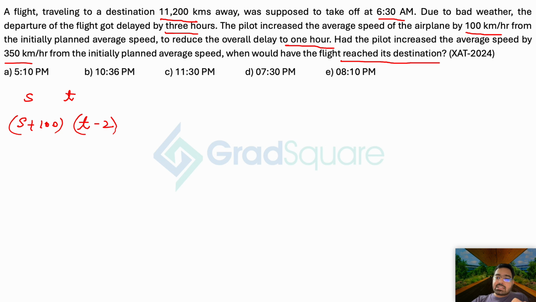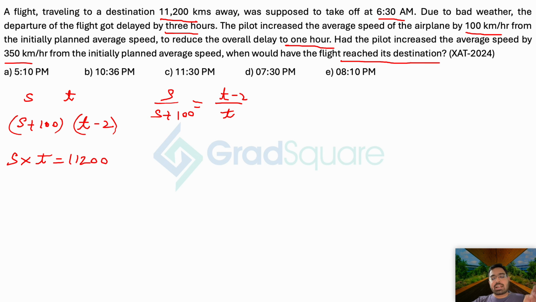Now, as discussed, when the distance is constant in both these situations, you are traveling the same distance of 11,200 kilometers. So the ratio of their speeds should be in the inverse ratio of their time period. So let's look at this. We have S by S plus 100. This is the ratio of their speeds. This should be equal to what? The inverse ratio of their time period. So T will come in the denominator and T minus 2 will come in the numerator. We also have one more understanding where we say usual speed into usual time is equal to 11,200 kilometers, right?